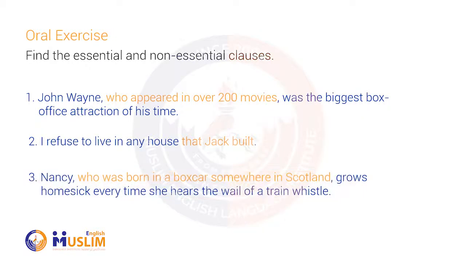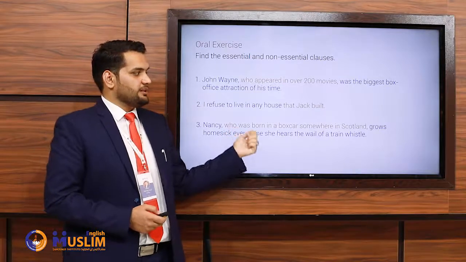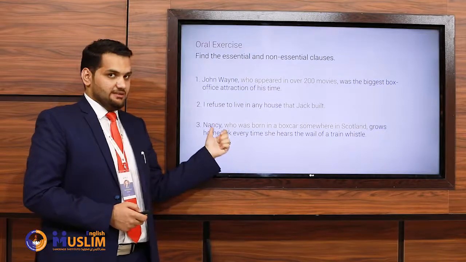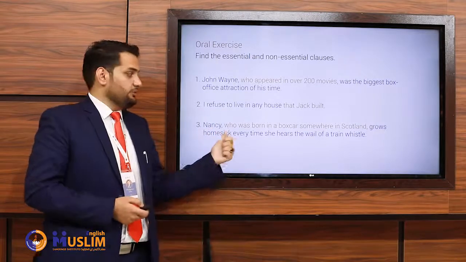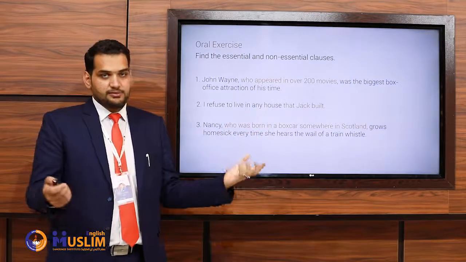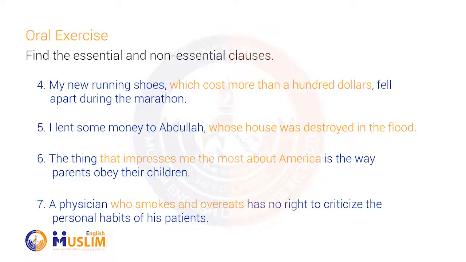Number 3, Nancy, who was born in a boxcar somewhere in Scotland, grows homesick every time she hears the wail of a train whistle. Here, the adjective clause is who was born in a boxcar somewhere in Scotland, and the antecedent is Nancy, which is a proper noun, and we also have commas before and after the adjective clause. That's why we can say that it is a non-essential adjective clause. Let's have some more.